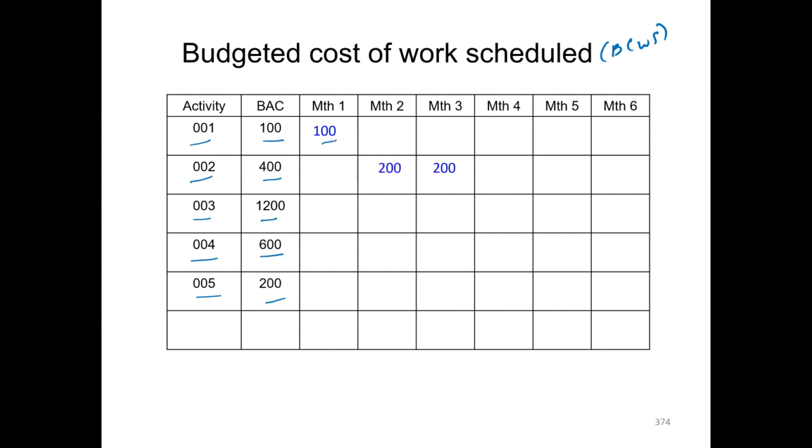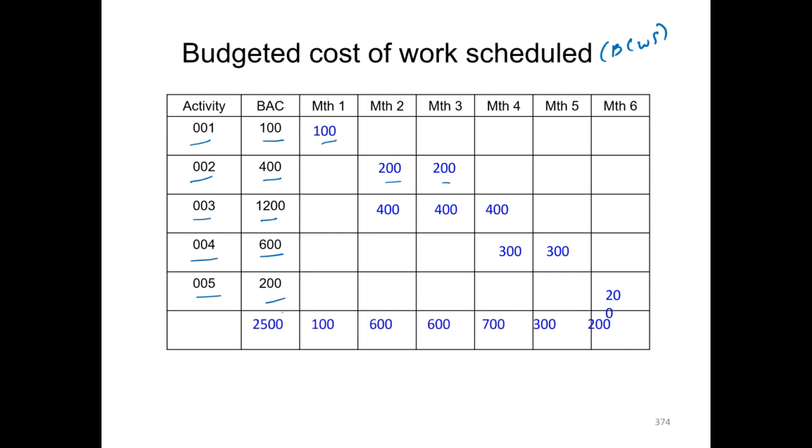Activity 2, we were previously shown the timeline or the bar chart, which basically meant it would start in month 2 and finish in month 3. So our monthly spend would be 200,000 in months 2 and 3. Activity 3, it is 1200, and we will be spending 400 in months 2, 3, and 4. Activity 4, this information has been provided through the project bar chart or the timeline which has previously been mentioned. So this is the planned spend.